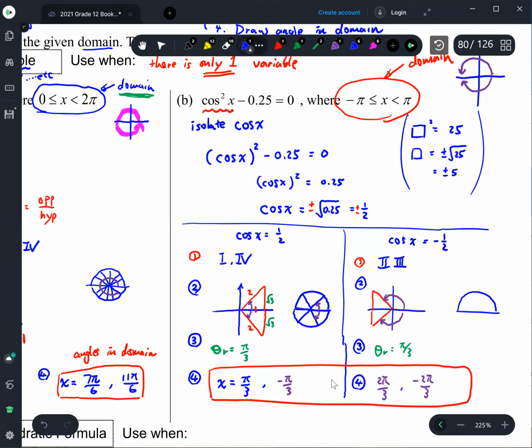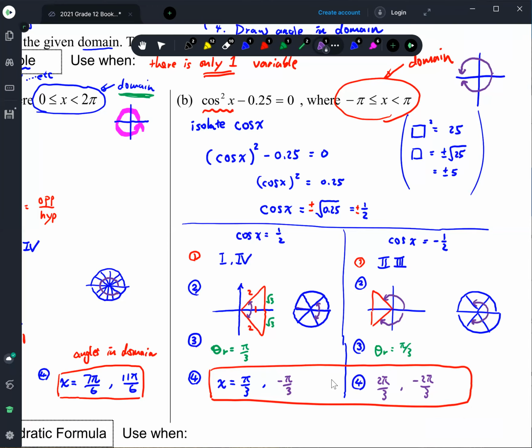Count the slices, okay? 3 slices because it's pi over 3 each one. Okay, so you go pi over 3, 2 pi over 3, that's first answer. Negative pi over 3, negative 2 pi over 3. So that's the second answer. Okay, you just count the pizza.